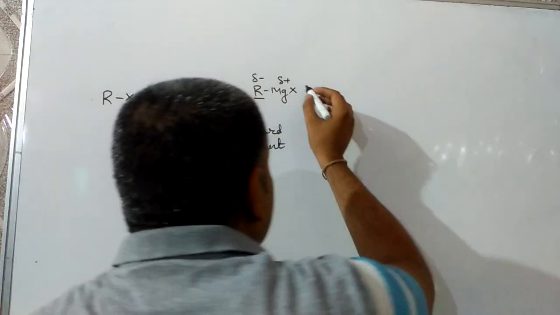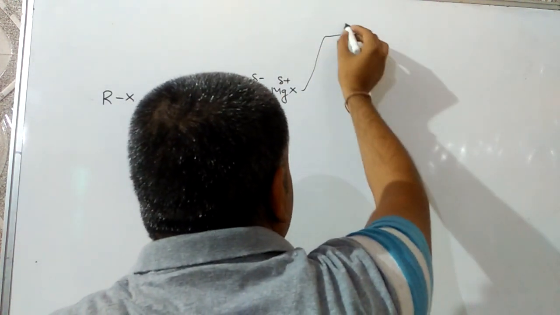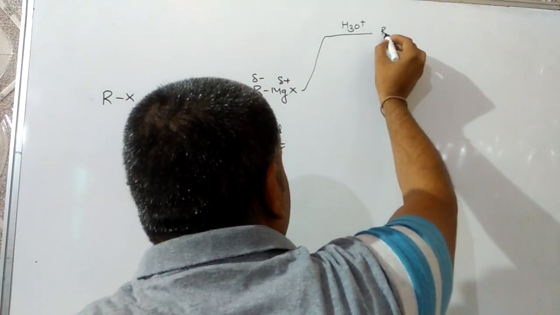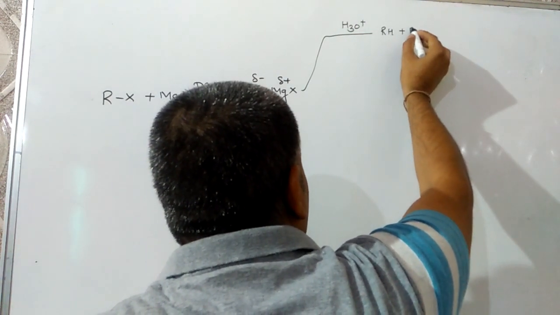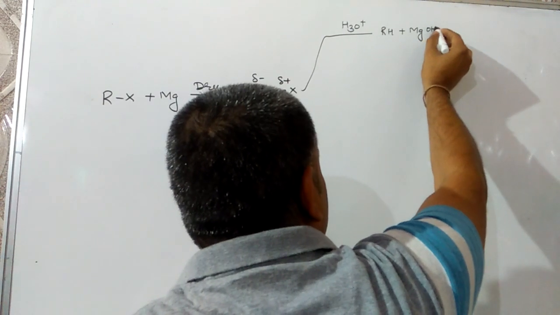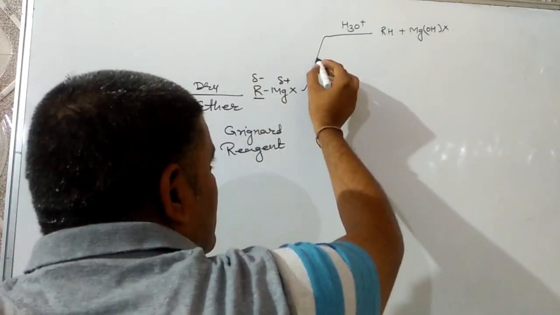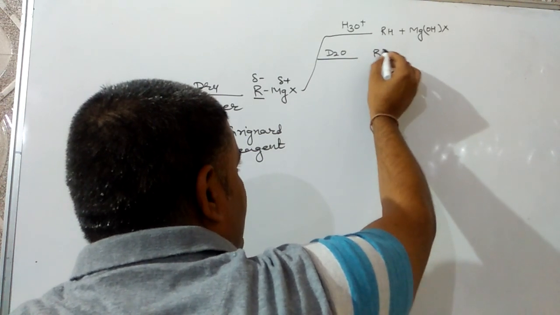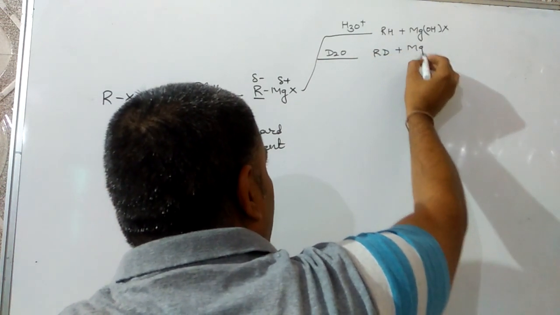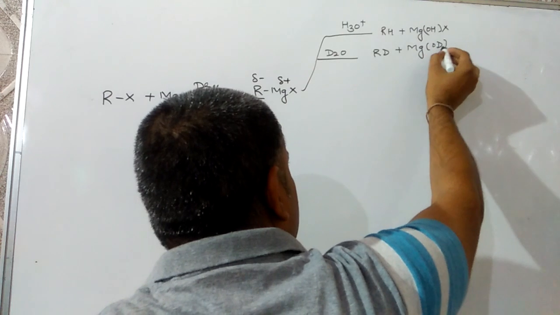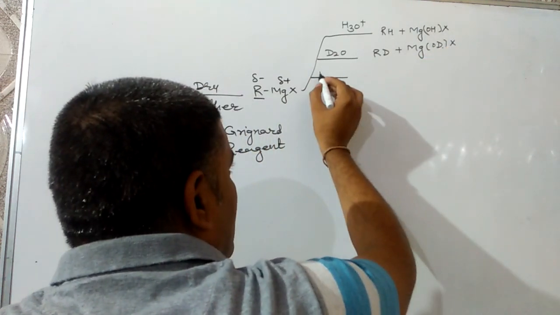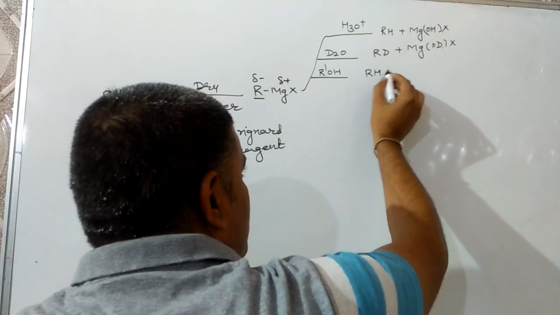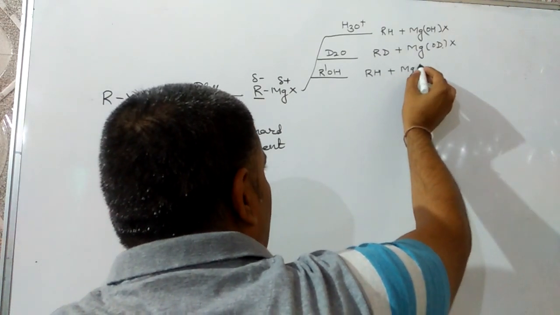Now we have to discuss those reactions. First is reaction with water. With water, Grignard reagent will form alkane plus Mg(OH)X. Same way with heavy water, D2O: it will form alkane R-D plus Mg(OD)X. Next is reaction with alcohol, R-OH. The product formed will be RH plus Mg(OR)X.